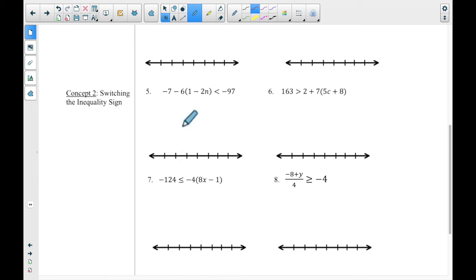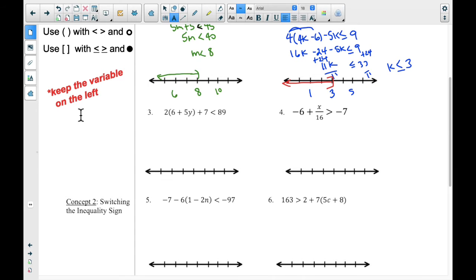If I'm solving this for n, with inequalities especially, I like to keep the variable on the left. Let's go ahead and write that in the margin because that actually is a pretty significant point. When we are solving equations, I don't care where the variable goes. But when we are solving inequalities, I want you to keep that variable on the left. So let's try to keep that variable on the left.